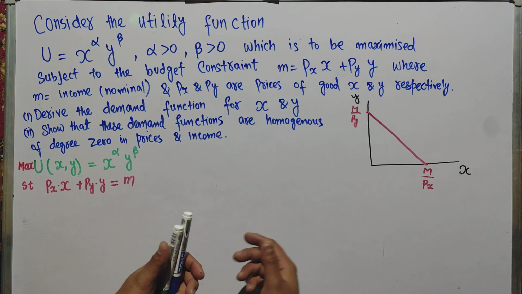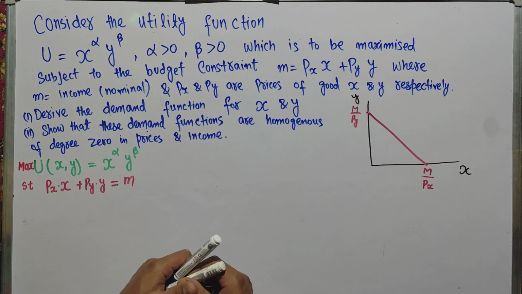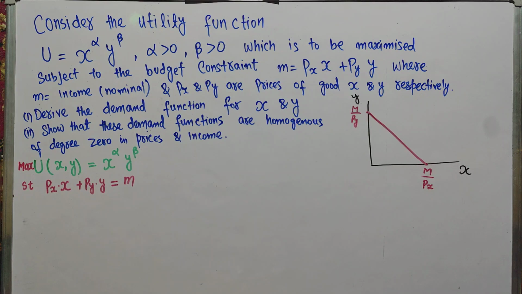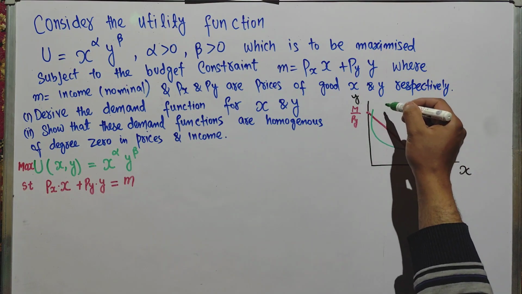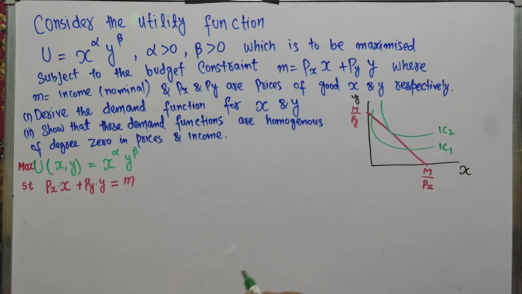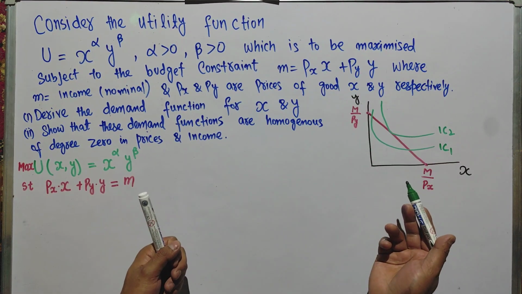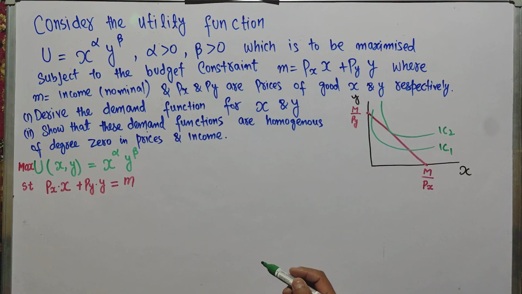Now the endeavor of the consumer is to maximize his utility. The consumer is facing this budget line, so with this budget he wants to maximize his utility. Let us suppose this is indifference curve IC1, and let us say this is indifference curve IC2. The consumer will maximize his utility when the slope of the budget line is equal to the slope of the indifference curve. And what is the slope of the indifference curve?